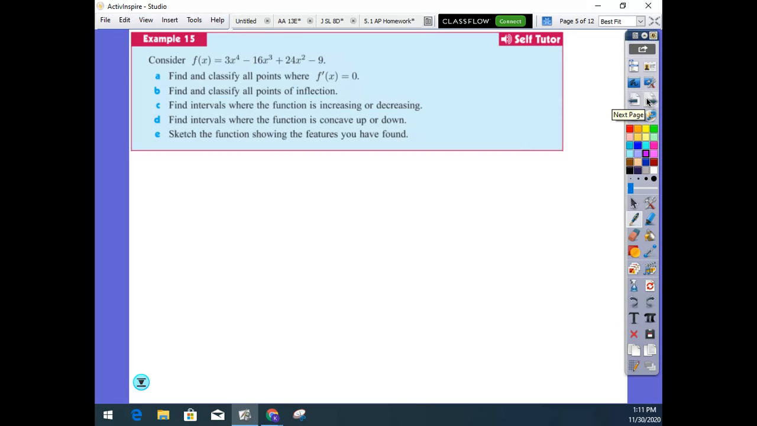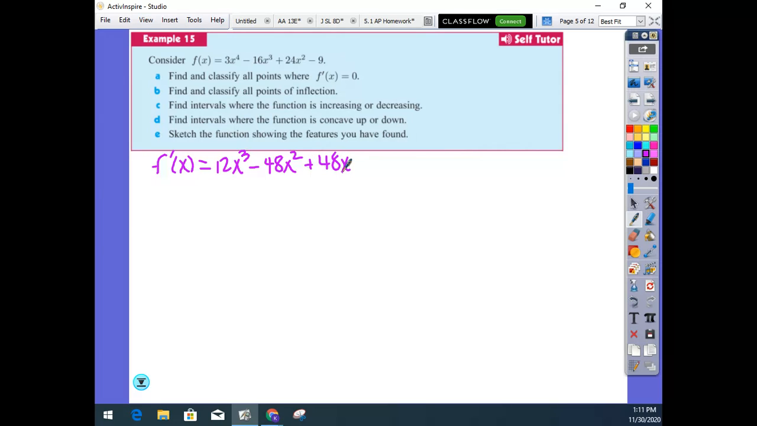Okay, this we're going to need quite a bit of space. I did some dumb math when I was doing my notes on this, so hopefully I'll do better today. We're going to start with the first derivative. So we just use our power rule. 4 times 3, 12x to the third, 3 times 16, 48x squared, 2 times 24, 48x, and the 9 just goes away, your constant.